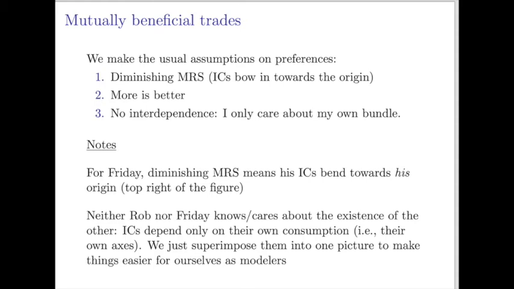All right, so what we want to do next is to understand what allocations are Pareto efficient in the Edgeworth box. So we're going to make a few assumptions on preferences. The first is that the marginal rates of substitution are diminishing. So the indifference curves are going to bow towards the origin. And so as you saw in the Edgeworth box that I drew and the indifference curve that I drew, they're bowed towards the origin. So that means Rob's indifference curves are bowed towards his origin, and Friday's indifference curves are bowed towards his.